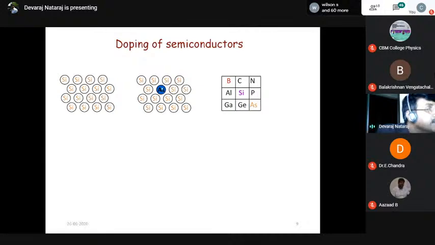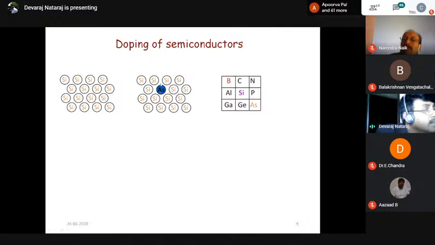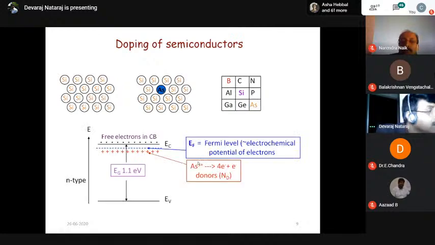Arsenic is a pentavalent element, so it has 5 electrons in the outermost shell, whereas silicon has 4 electrons. When you introduce arsenic atoms into the silicon network, an arsenic atom replaces a silicon atom, and therefore one additional electron is introduced. By introducing many arsenic atoms, you can produce as many electrons as you want. That is possible. Because of the introduction of electrons, the chemical potential changes, which is shown in this diagram, the blue dotted line, which is closely associated with the conduction band.